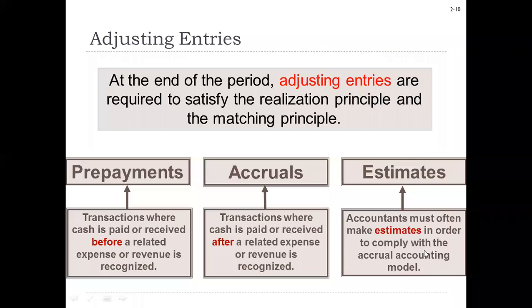And then estimates, a lot of times, and we'll see some examples of this, accountants have to make estimates at the end of the month. And again, we'll get into that when we go through some examples.